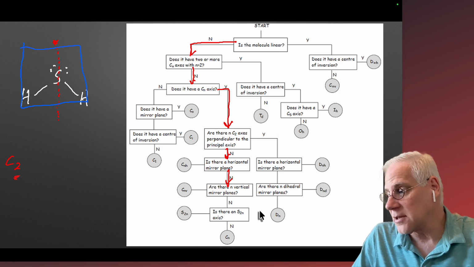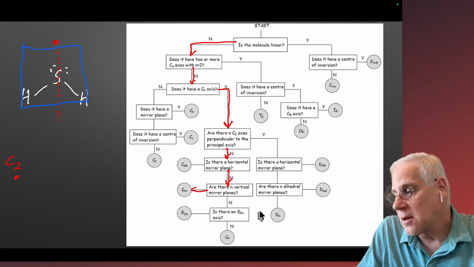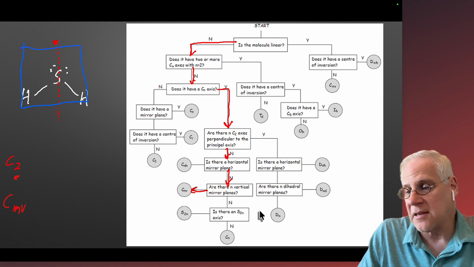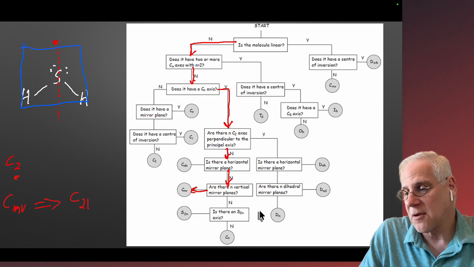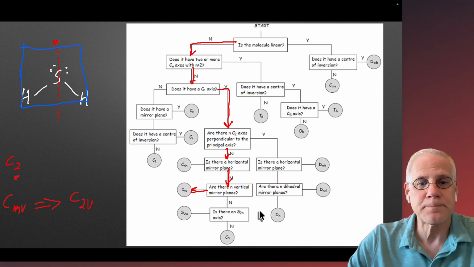So the answer here is yes, and because it's yes, they didn't put in a Y here, my symmetry and my point group is CNV. We said that n is equal to 2, and so that goes to C2V as my point group for H2S.